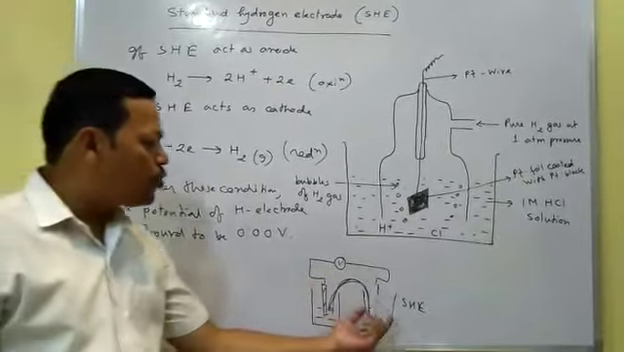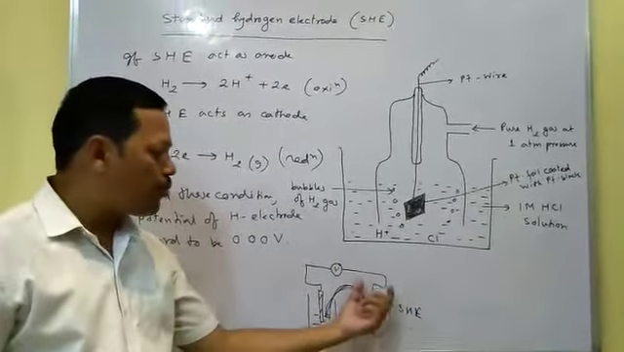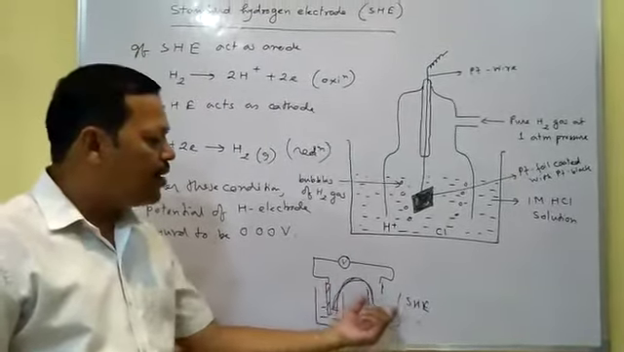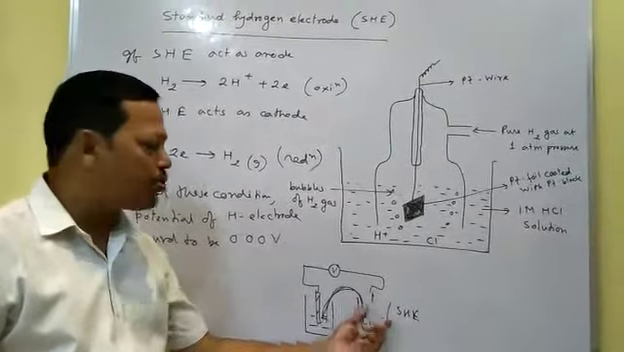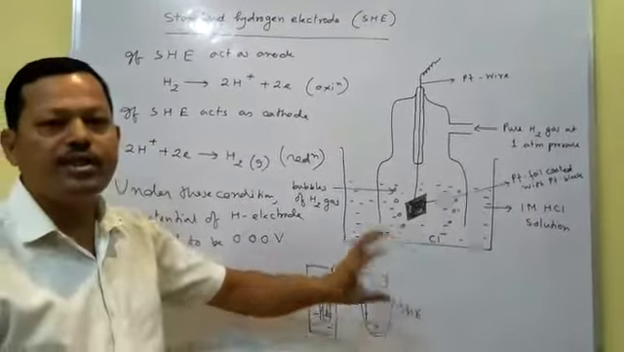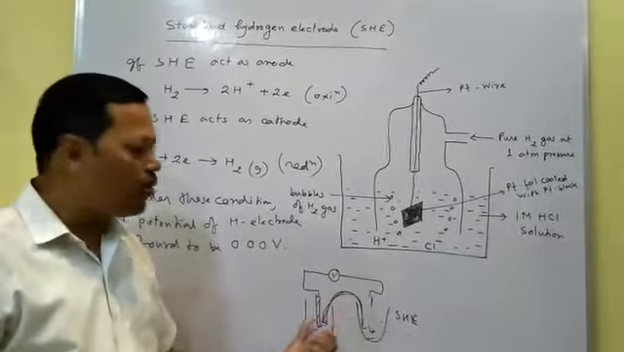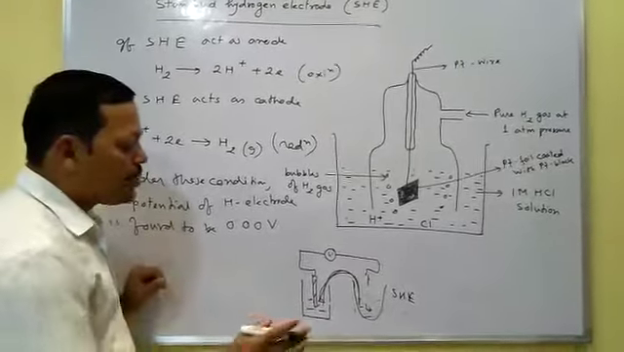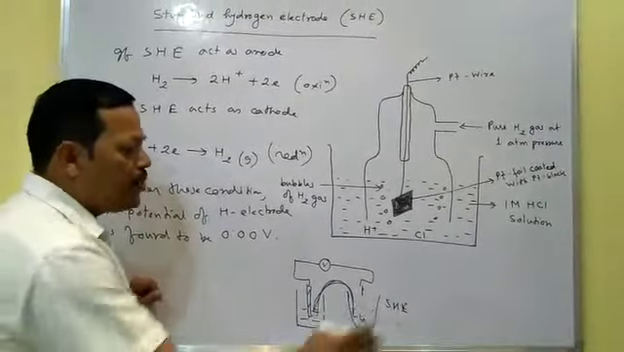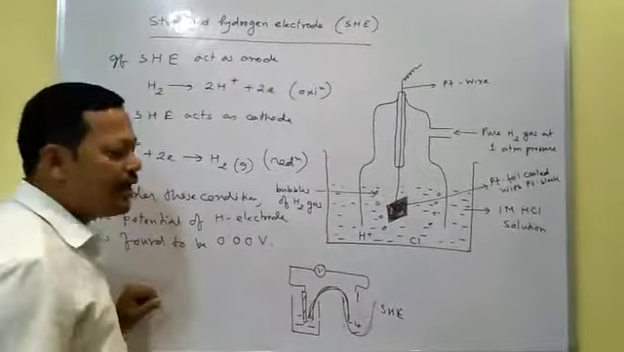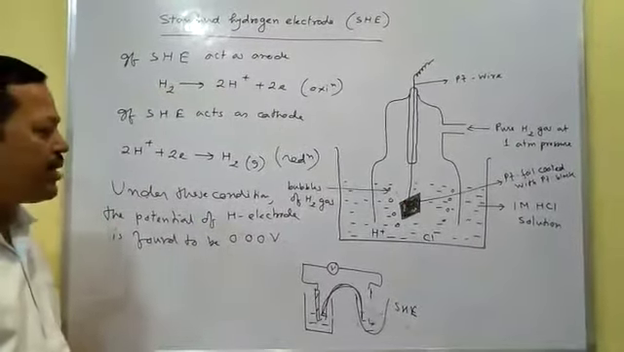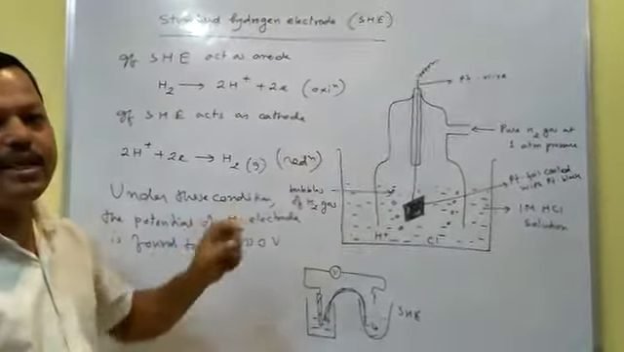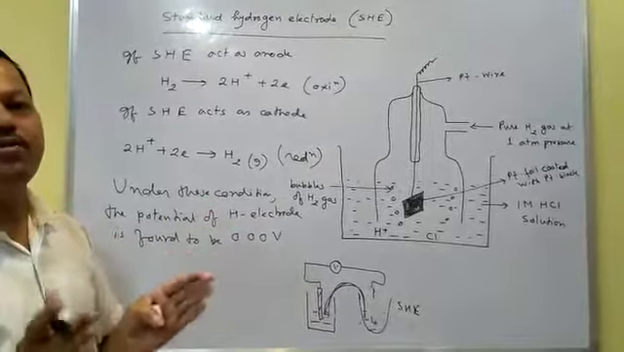Similarly, if you want to know about the copper electrode potential, then you place the SHE this side, and you can find out the potential of the copper electrode also in the voltmeter, because the SHE potential is always 0. So the difference will come from only one electrode. So in this way, if you want to find out the potential of some individual electrode, by using the standard hydrogen electrode, you can find out the potential. So this is one of the applications of SHE.